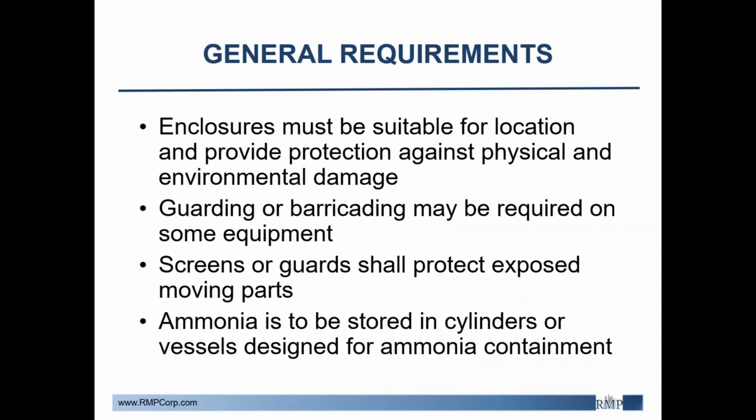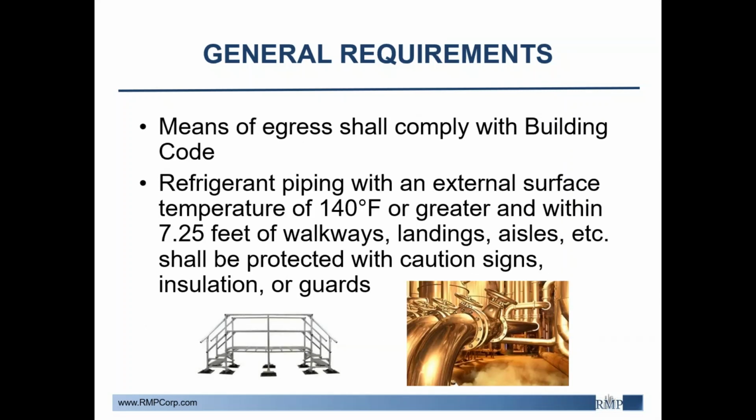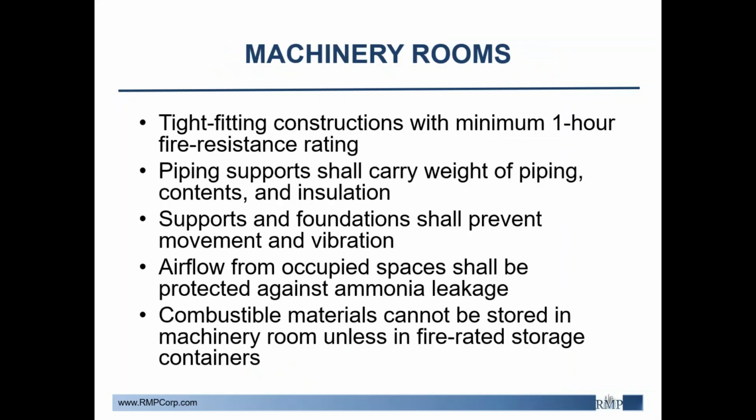Other general requirements include enclosures, that they're suitable and provide protection for the equipment, that there's adequate guarding and barricading, and that screens and guards and proper storage are all included in these general requirements. Also, means of egress, complying with building code, so that's going to be different based on your state and your local jurisdiction, but means of egress should comply with those. There are also some call-outs for external refrigeration piping on where it should be located and what kind of temperature limits, as far as someone hurting themselves by possibly putting their hand on the piping by accident or coming in contact with that piping. So that's all called out in IAR 9 as well.